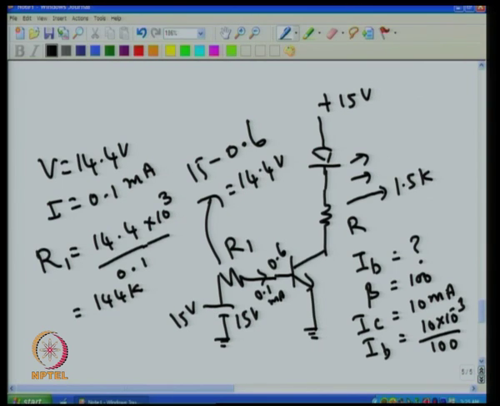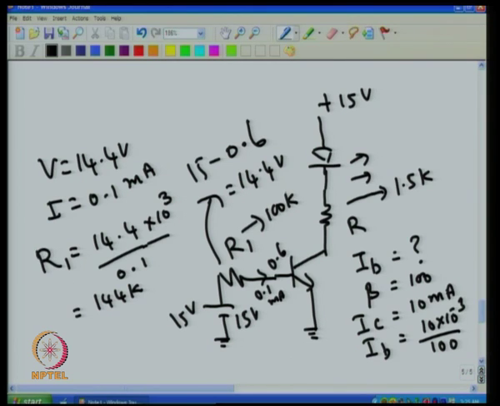Now, the nearest available value is 120 K resistance, or I can have 100 K, because if the current goes more than 0.1, no harm. What is required is 0.1 milliampere current minimum, that will make sure your 10 milliampere current is flowing, and we are using the transistor as a switch. We are not operating it in the linear region. So, if we send anything more than 0.1 milliampere, that is no problem. If I put 144 K, you will have 0.1 milliampere current. If I put 100 K, a little more than 0.1 milliampere current, that is good, no harm. So, you can select this R1 as a practical value 100 K.